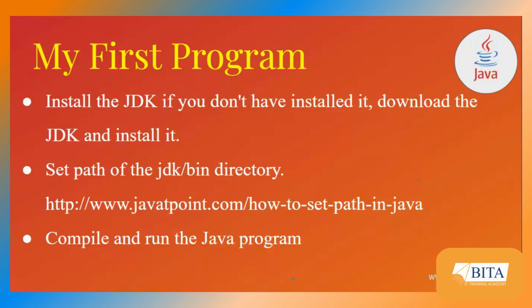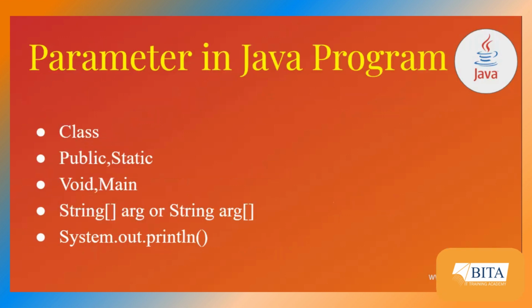So how are we going to write a program and what are the tools that we need? You have to install the JDK, and if you don't have it, you can just Google it, download it and save it. You have to set the path for the JDK, and then we can write the program, compile and run the Java program.